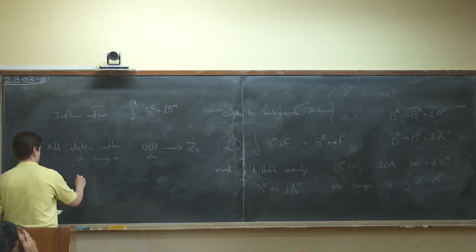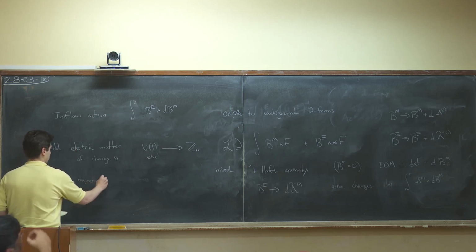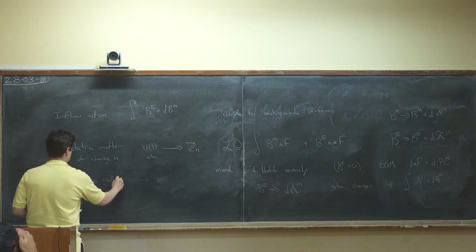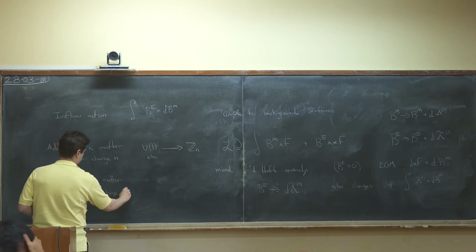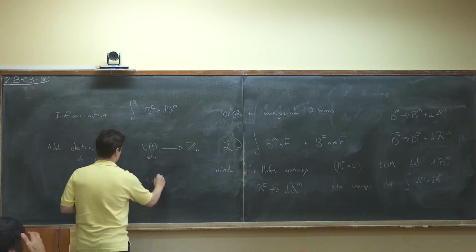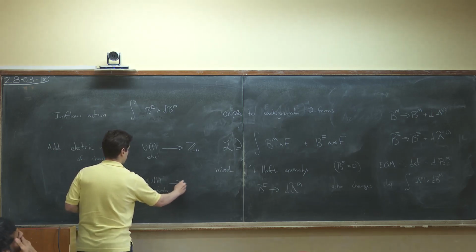Similarly, if we add magnetic matter of charge m, this U(1) magnetic symmetry will break to Z_m.